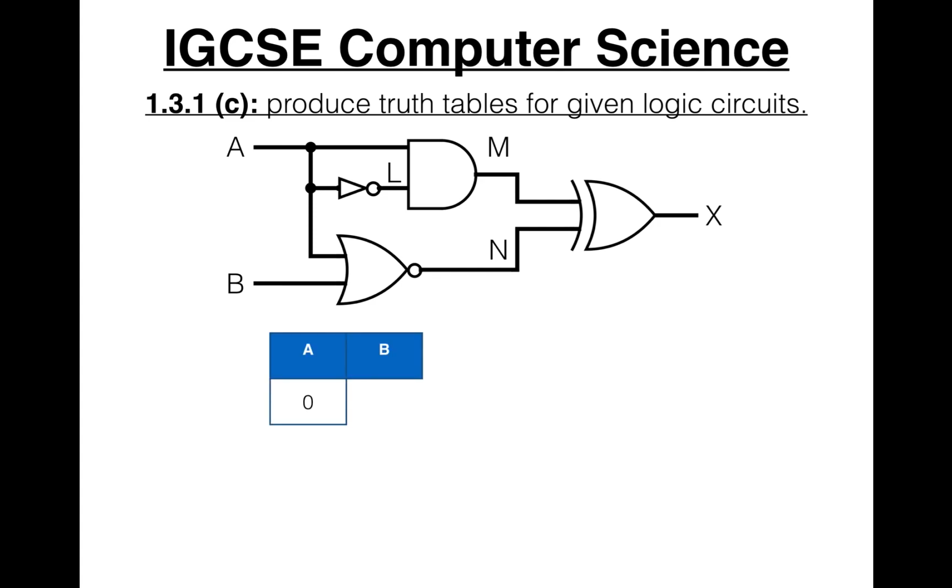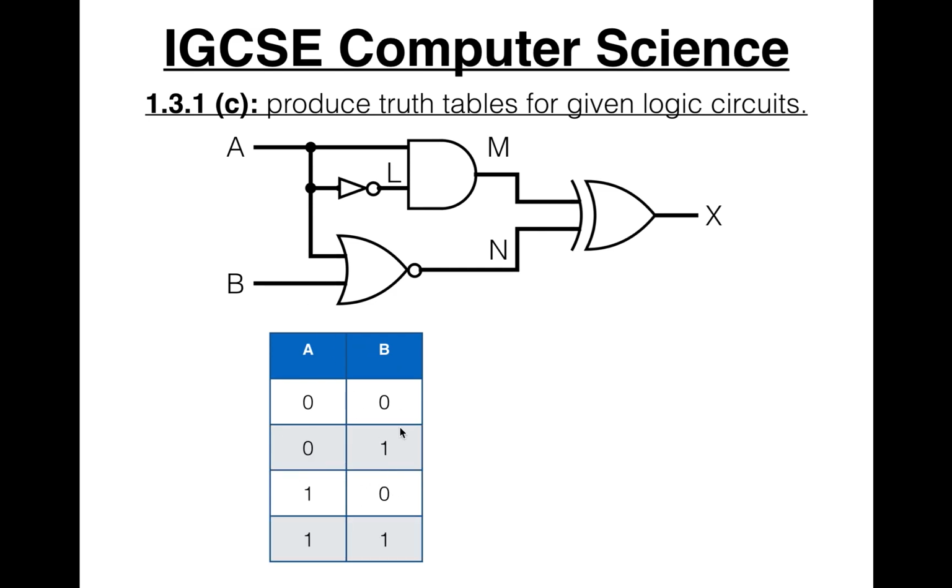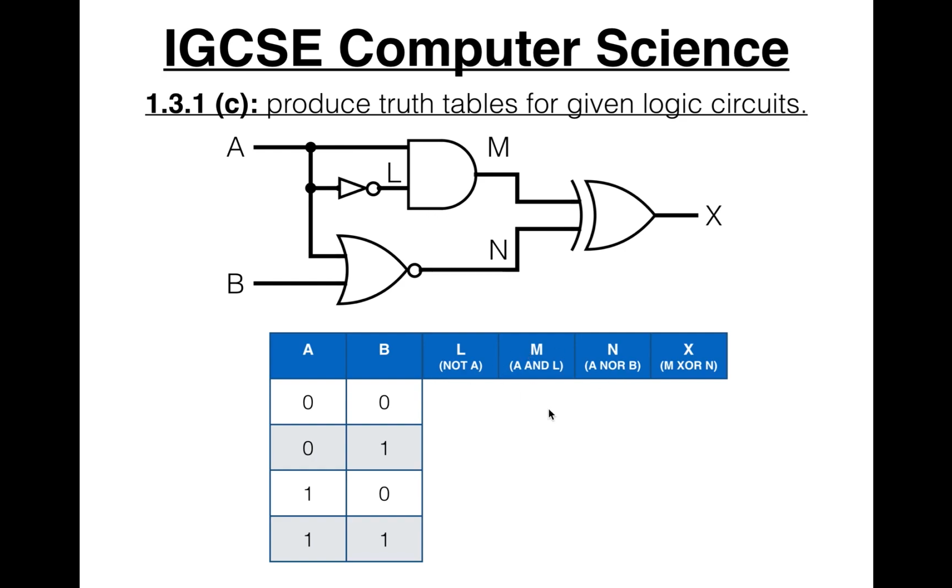So we have A and B as inputs. We have 0 0, 0 1, 1 0, 1 1, so all the possible inputs of the circuit. Then we have L, M, N, and X. These are the intermediate values, and this is the output. So L is simply NOT A, so NOT 0 is 1. M is A AND L. 0 AND 1 makes 0.